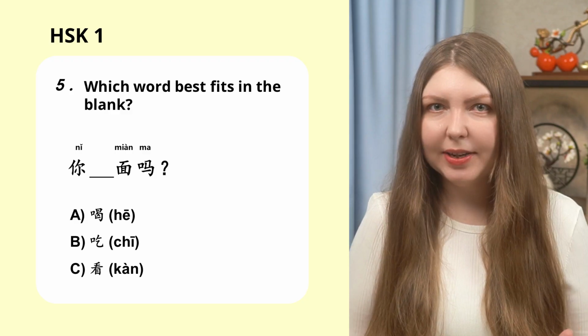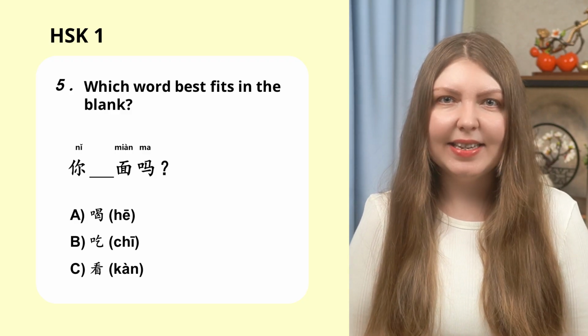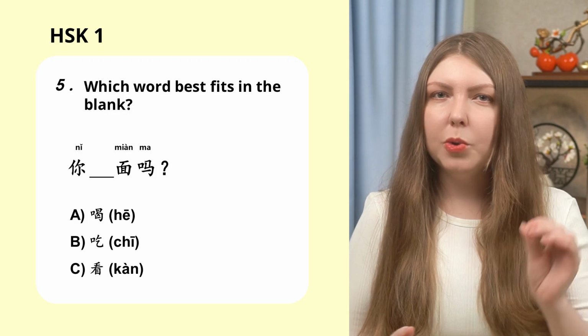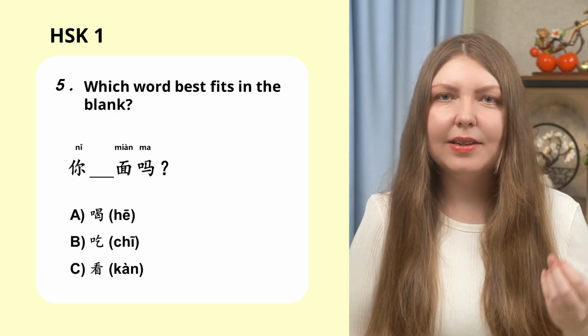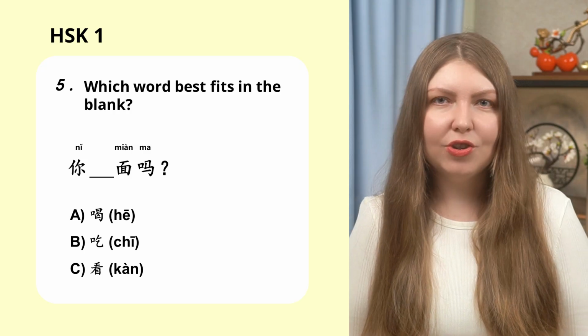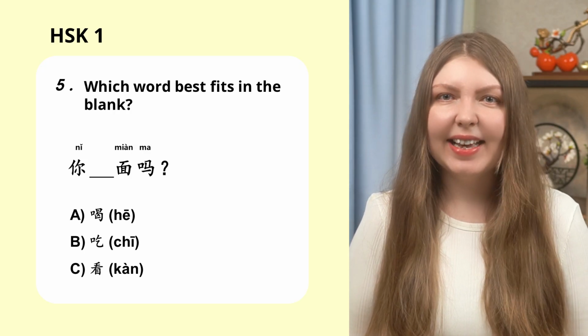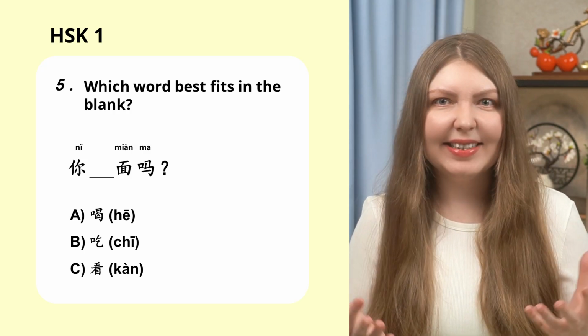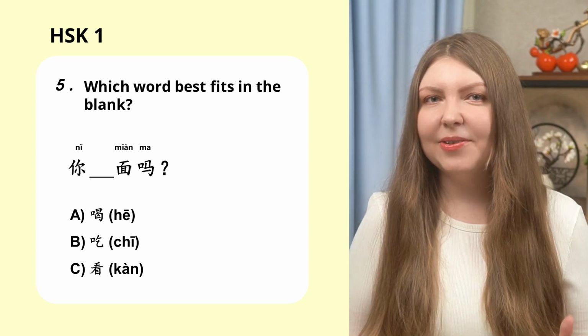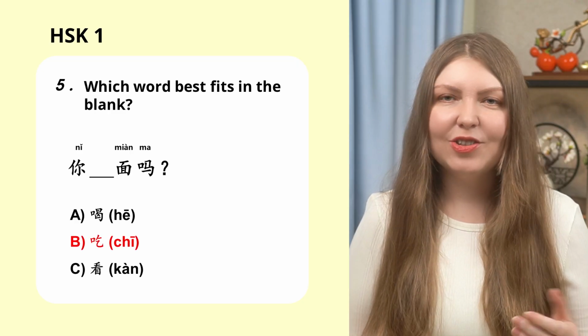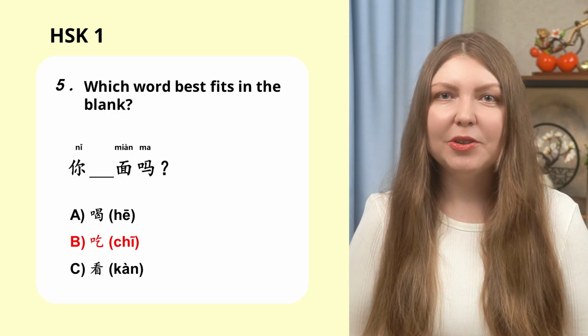Now let's try one more. Look at this sentence. 你面吗? Which word best fits in the blank? Is it A, 喝, B, 吃, or C, 看? Think about what makes sense here. And the correct answer here is B, 吃, which is the verb to eat.